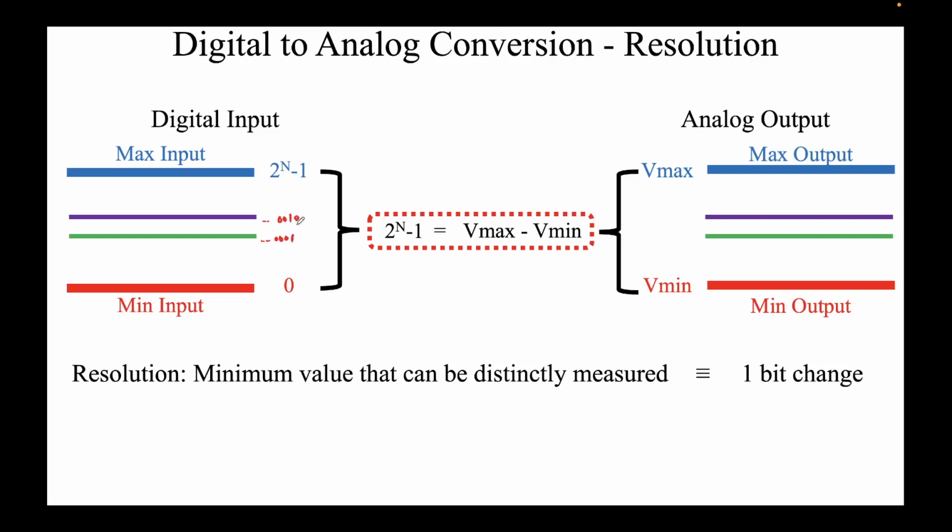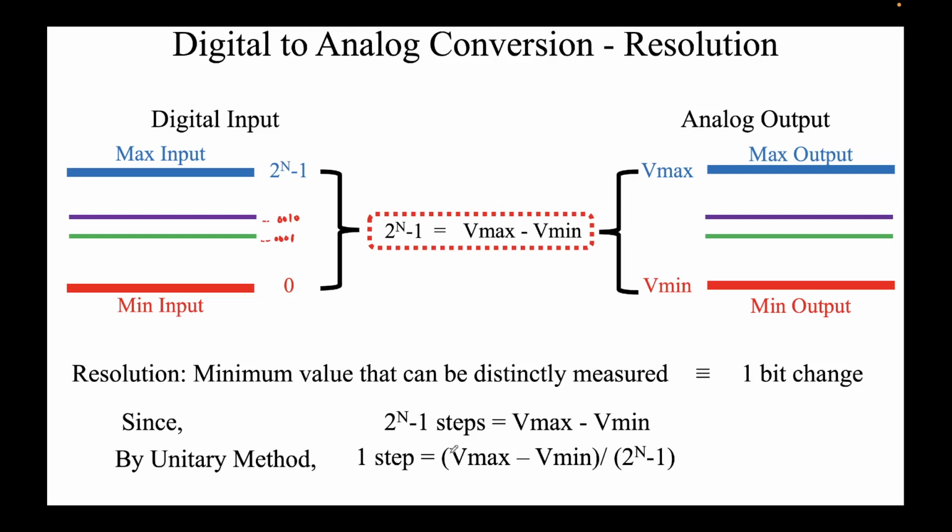Because when you add 1 to 1 it becomes 10. So this is the minimum jump that the input can afford, from green to purple. Correspondingly, the analog output will also jump from green to purple. So this is the minimum resolution, which is defined by the 1 bit change. And since we know 2 raised to the power n minus 1 steps are equal to Vmax minus Vmin, using the unitary method, we can say 1 step equals Vmax minus Vmin over 2 raised to the power n minus 1.